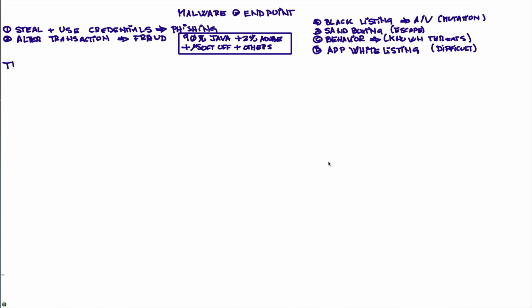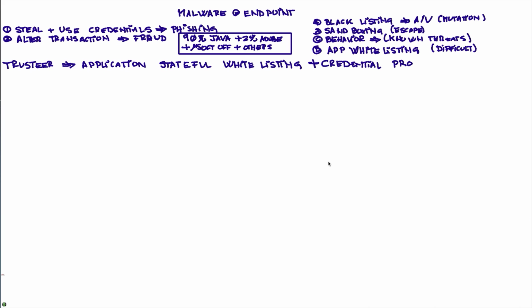What Trusteer brings is a new and very clever idea. It's called, here's the key word, stateful application whitelisting. Meaning, I'm going to look for only valid states of the application, and those are the ones that I'm going to allow. But it also does a very good job in protecting you against credential stealing. So it's going to do a very effective credential protection.